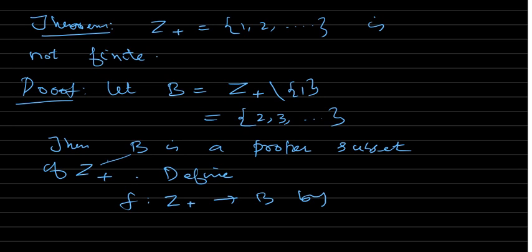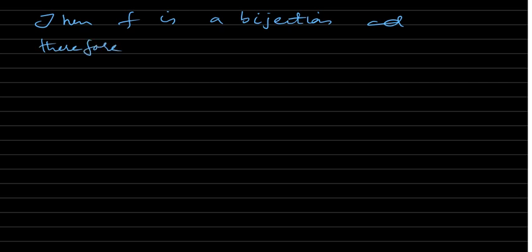Define this by f of x is equal to x plus 1. It's clearly a bijection. So we have a bijection between Z plus and its proper subset. That means Z plus is not a finite set. So this F is a bijection, and therefore Z plus is not finite.